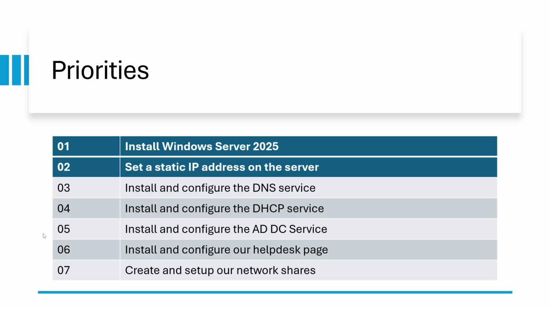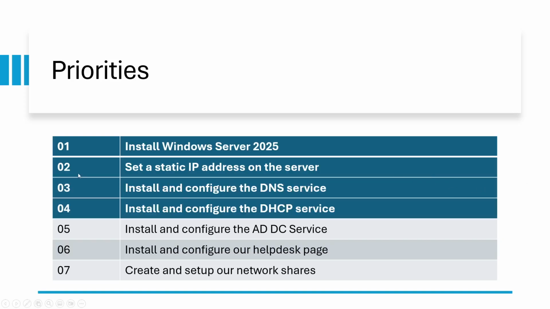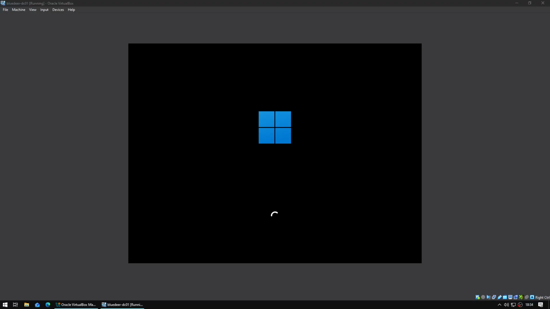At this point, it's worth noting on our priorities checklist, we've installed Windows Server, set the static IP address, installed and configured the DNS service and the DHCP service, so we can check those off. We've also renamed the server and installed VirtualBox Guest Additions. Windows Server is now rebooting, so it'll get ready to sign in any second now.